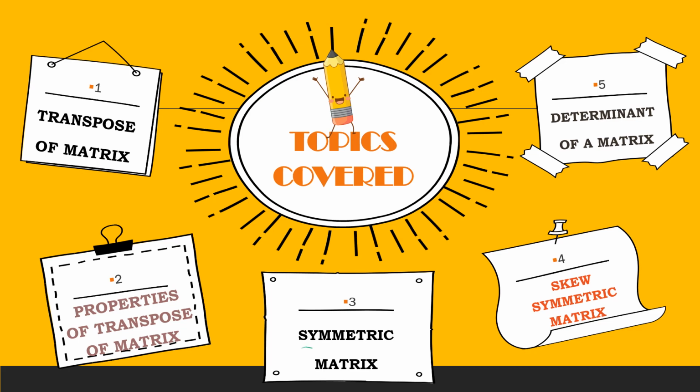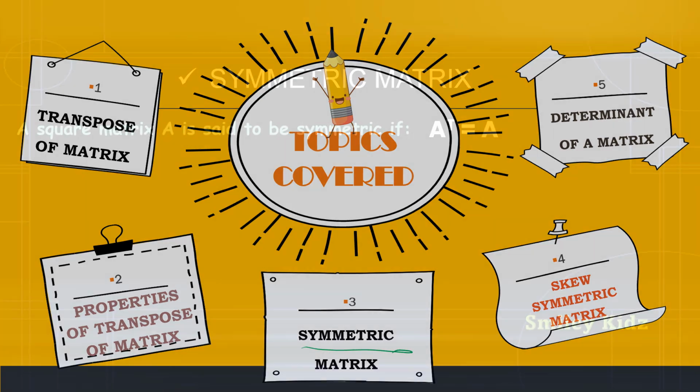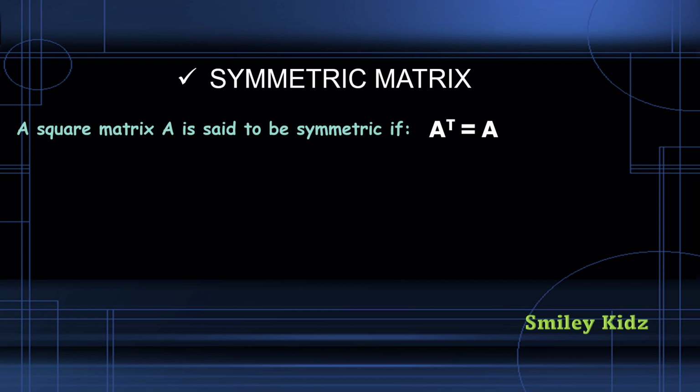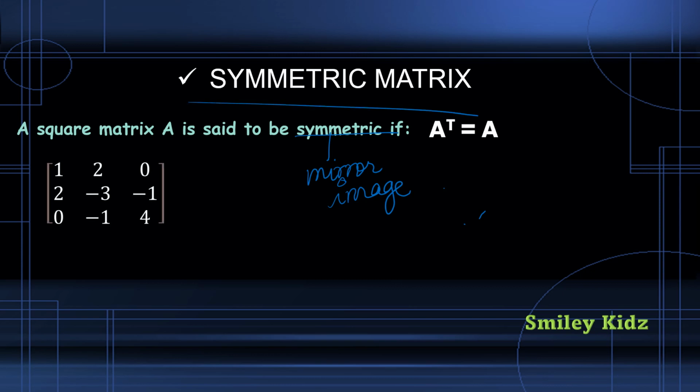Moving forward, we have the symmetric matrix. Let's see what it is. Symmetric matrix. A square matrix A is said to be symmetric if A transpose is equal to A. Symmetric is basically mirror image that we previously studied in our lower classes, right? Now, what is a symmetric matrix? Let's bring on an example to understand it way better.